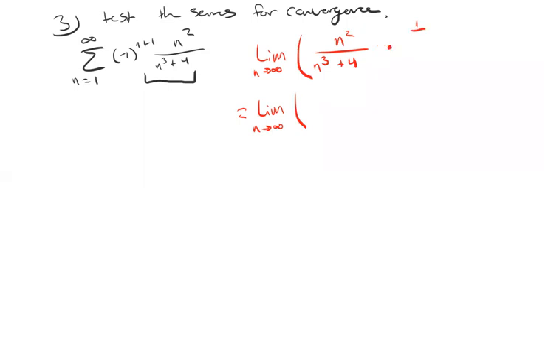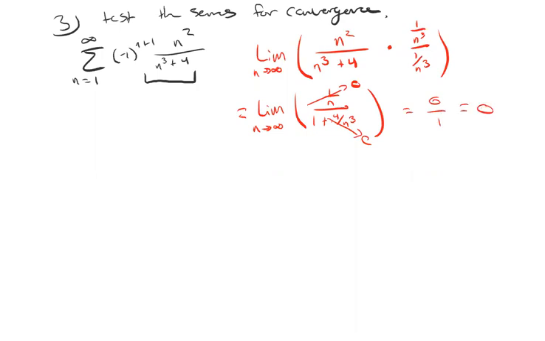Let's multiply by 1 over n cubed over 1 over n cubed. It's a fancy 1. We're not changing the value of what we're taking the limit of. We're just multiplying by 1, so it doesn't change the value. You can think about this as dividing the numerator and denominator by n cubed, however you want to think about it. But this boils down to 1 over n over 1 plus 4 over n cubed, and 1 over n goes to 0, and 4 over n cubed goes to 0. So we have something of the form 0 over 1, which is 0.